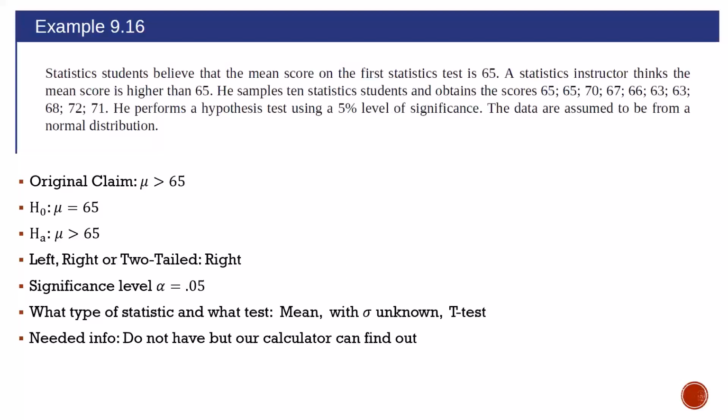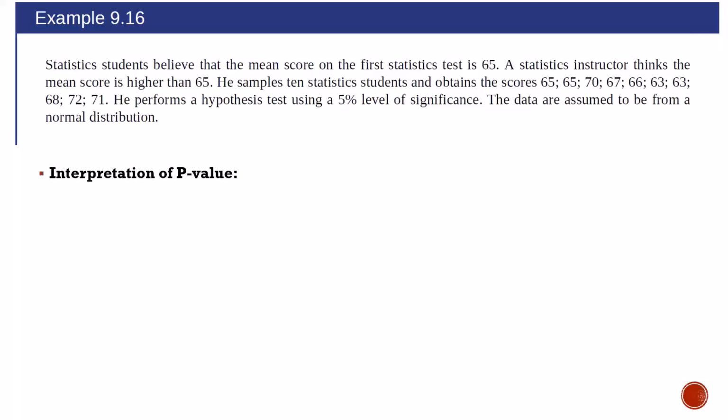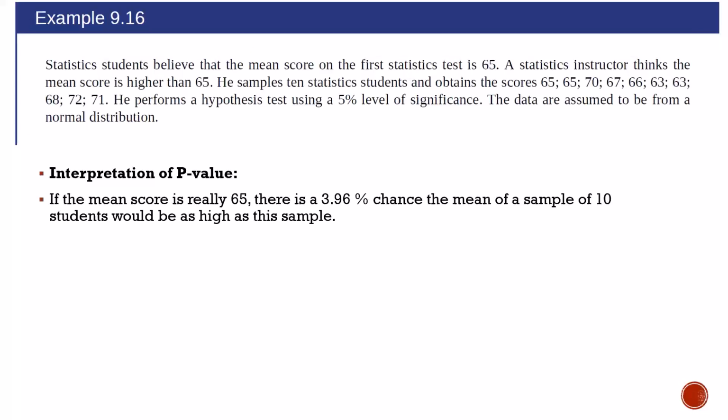Okay, so here's the t statistic. Let's write these down. So the p-value was 0.0396, and the t-value is 1.97. Okay, so you can interpret this, right? If the mean score is really what's in the null hypothesis, there's a roughly 4% chance that the mean of 10 students would be as high as this sample.